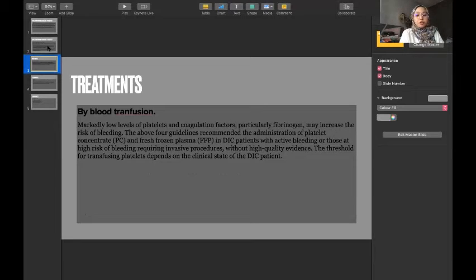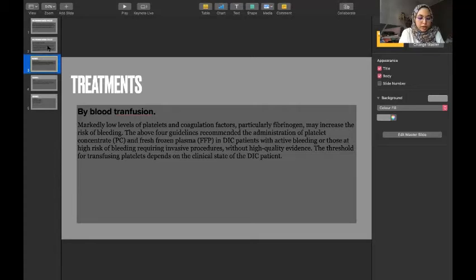I saw a lot of kinds of treatments that we can use for the DIC patient. One of them was blood transfusion. Markedly low levels of platelets and coagulation factors, particularly fibrinogen, may increase the risk of bleeding. And the threshold for transfusing platelets depends on the clinical state of the DIC patients.